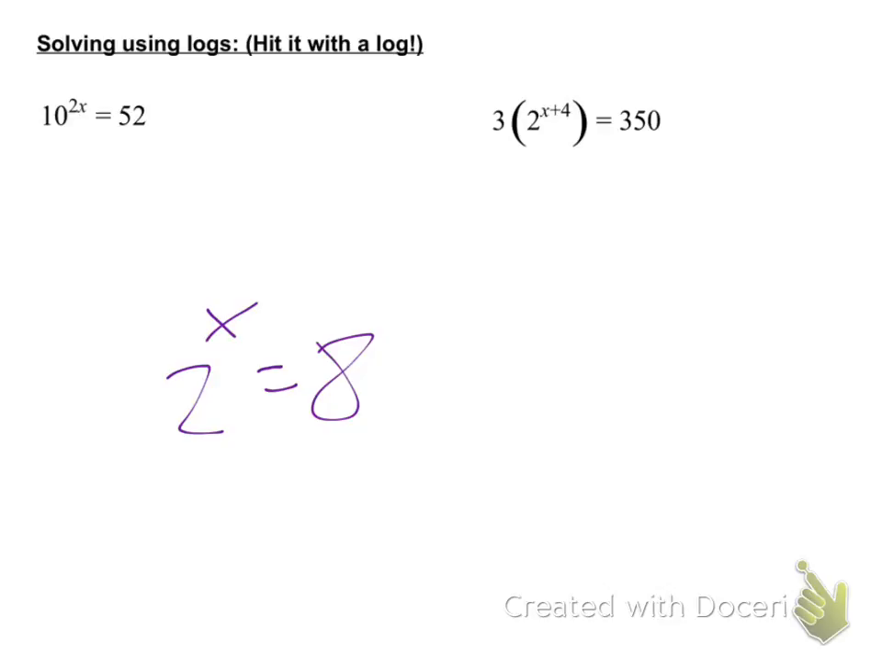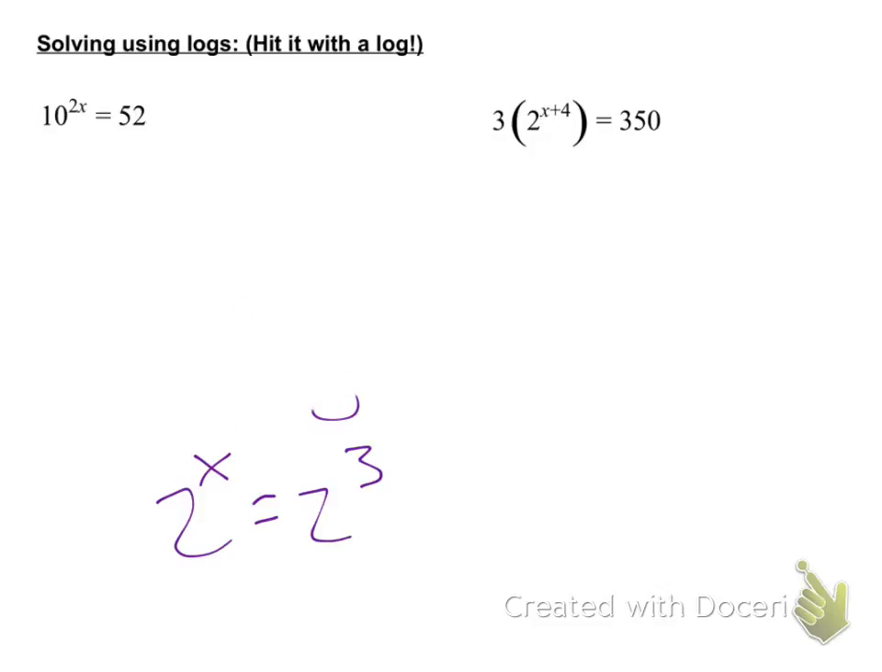We've solved problems like 2 to the x equals 8 because what we did was say, hey, 8 is also a power of 2. It's 2 to the what power? 3. And so x has to equal 3. We did that a while ago. What we're going to do today, though, is I can't do that. I can't make 52 a power of 10 in my head. I have to do something.